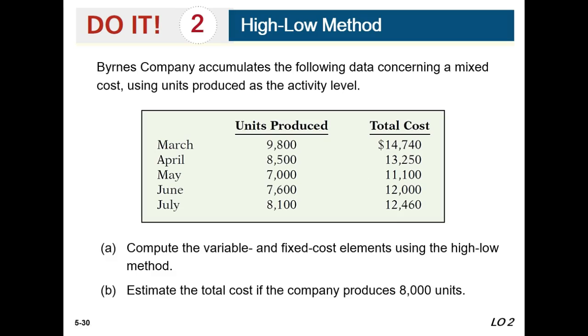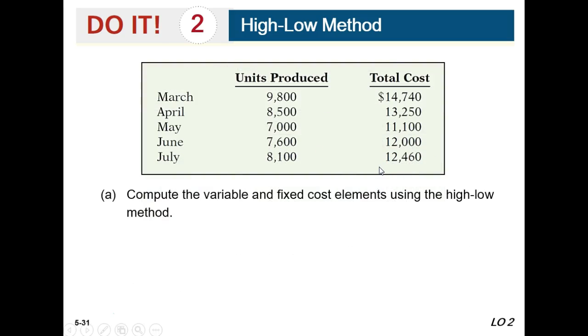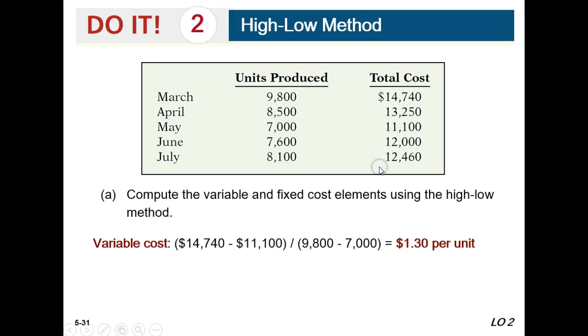So we need to estimate what the variable cost is and what the fixed cost is. We're going to take our high amount and our low amount. The high cost is $14,740. The low cost is $11,100. So for the variable and fixed, we take the $14,740 minus our $11,100 because that's the high month.